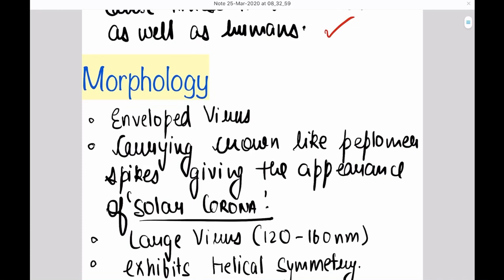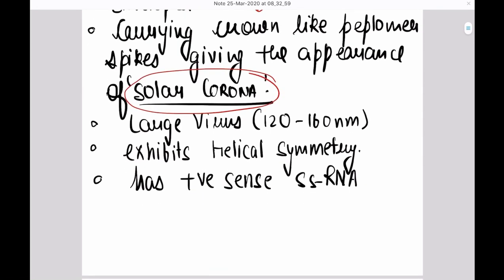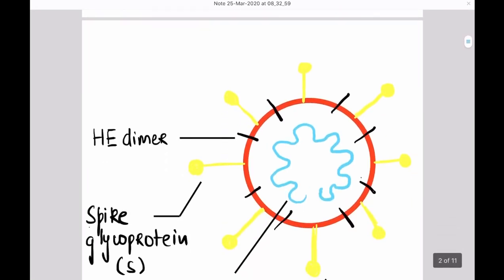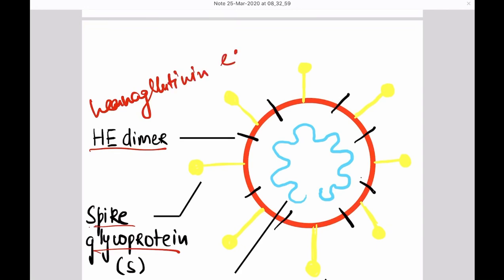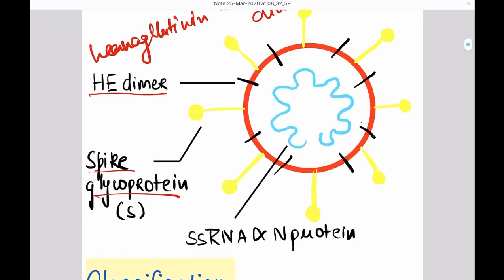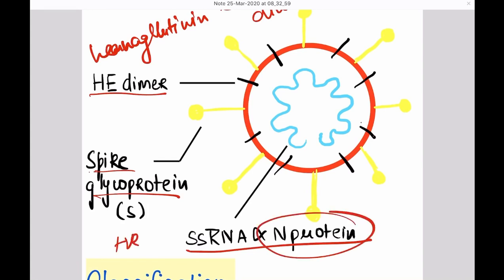As we know, the coronavirus is an enveloped virus. It carries crown-like papilloma spikes, giving the appearance of the solar corona, hence the name coronavirus. It is a large virus with a diameter of 120 to 160 nanometers. It exhibits helical symmetry and has a positive sense, single-stranded RNA. As you can see, it has a spike glycoprotein and the hemagglutinin esterase dimer. These are surface proteins, and here is the RNA that is single stranded and positive sense with embedded N protein.